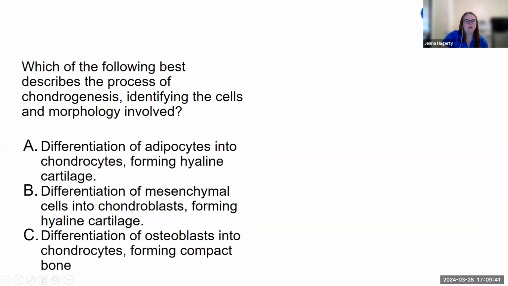Okay, we're going to start another poll. Which of the following best describes the process of chondrogenesis, identifying the cells and morphology involved? That's worded a little weird, but basically you want to think about the process of chondrogenesis and be able to identify cells and their morphology involved.